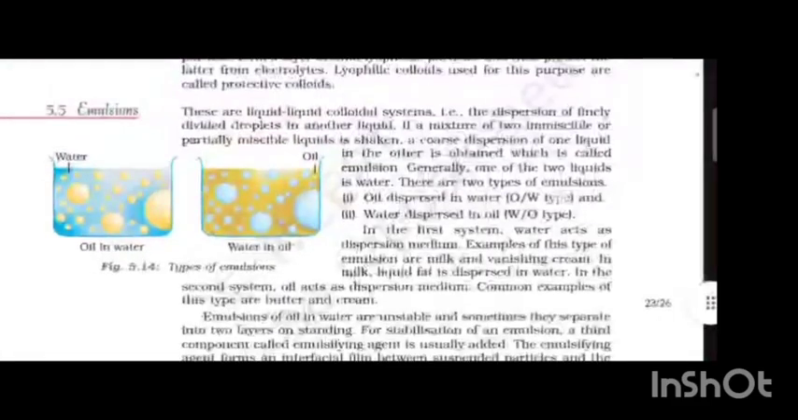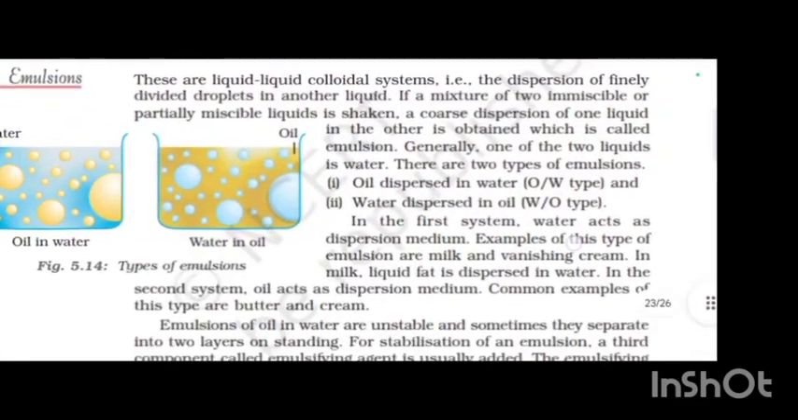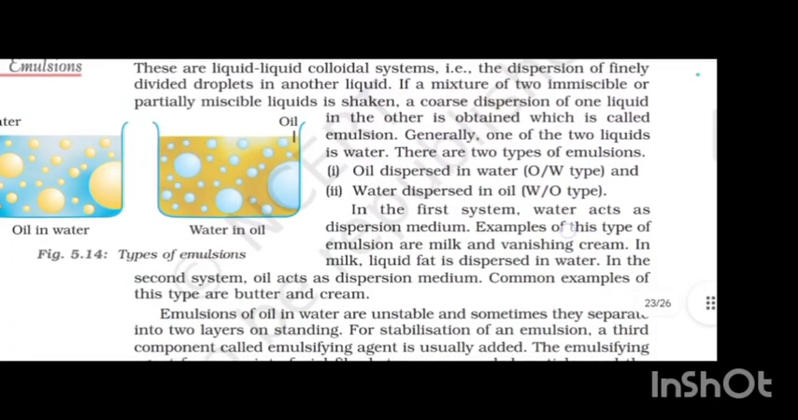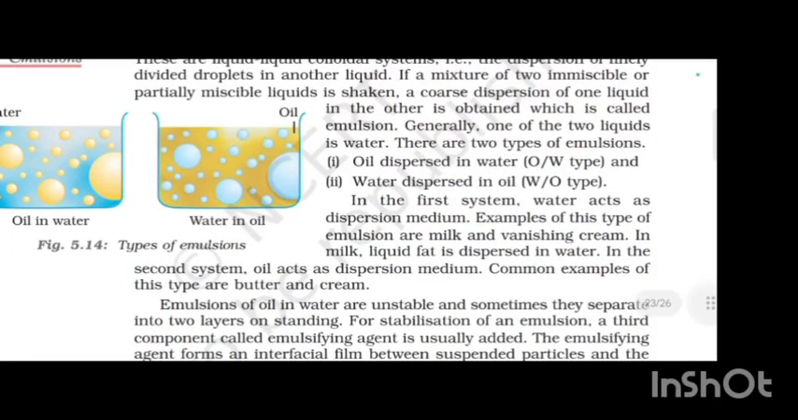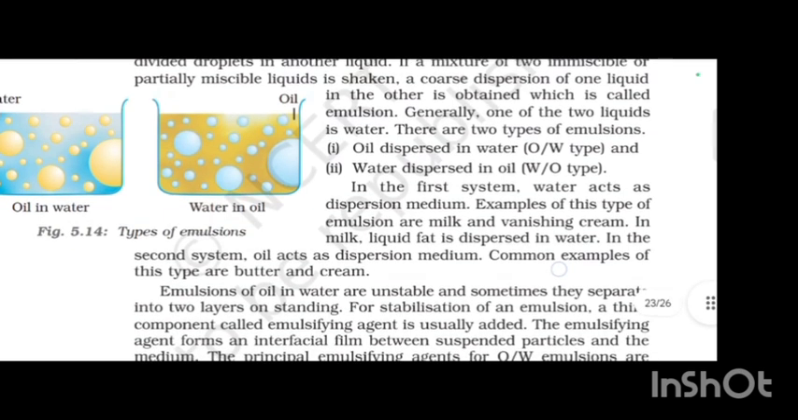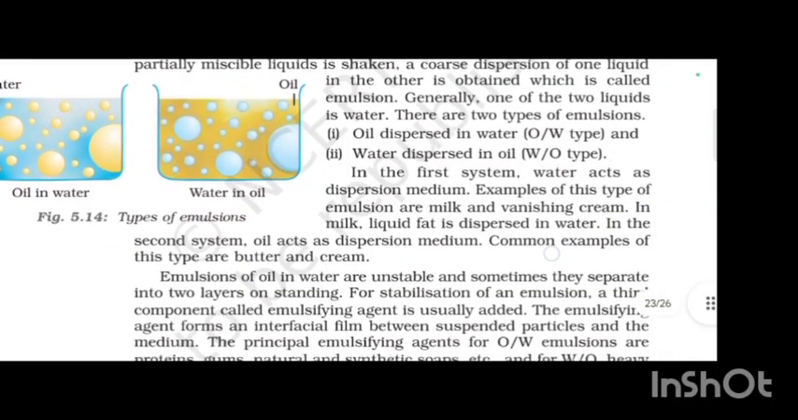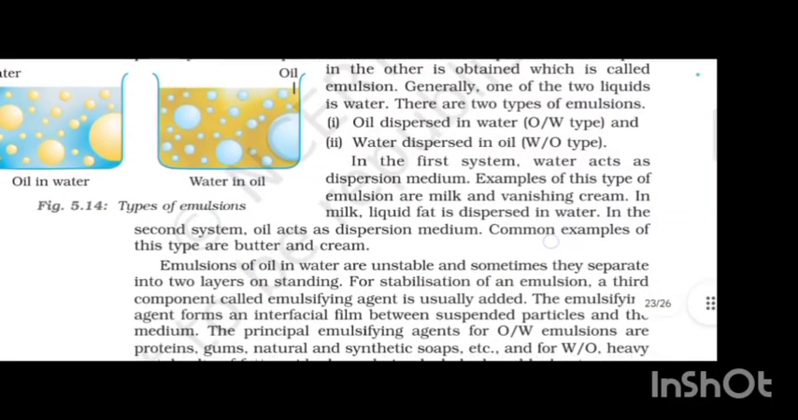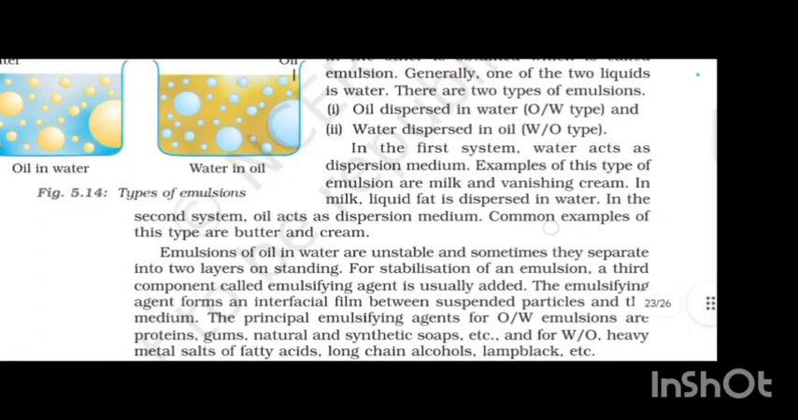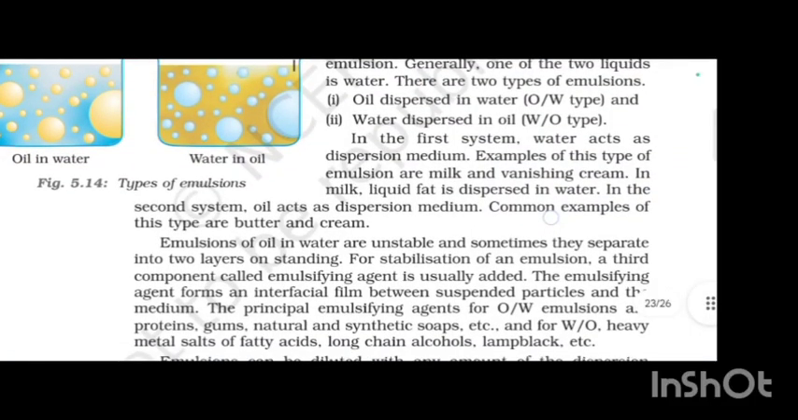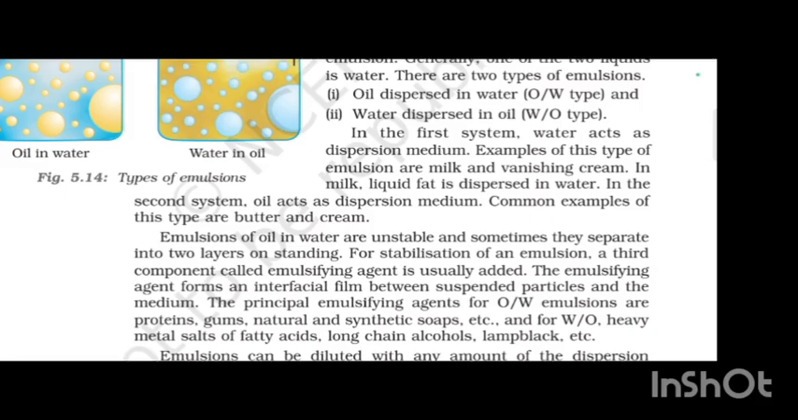Emulsions. These are liquid-liquid colloidal systems, that is, the dispersion of finely divided droplets in another liquid. If a mixture of two immiscible or partially miscible liquids is shaken, a coarse dispersion of one liquid in the other is obtained, which is called emulsion. Generally, one of the two liquids is water. There are two types of emulsion. First, oil dispersed in water, O/W type, and second, water dispersed in oil, W/O type.